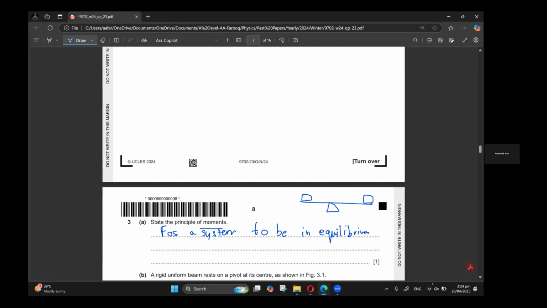To be in equilibrium, the sum of clockwise moments is equal to the sum of anti-clockwise moments.